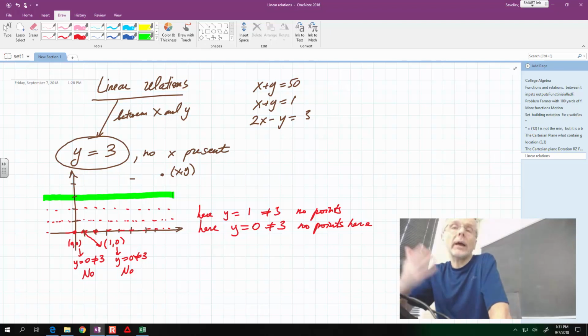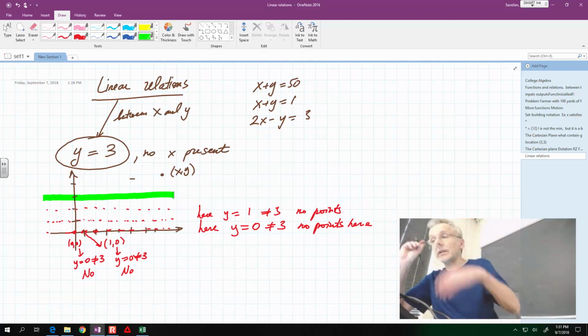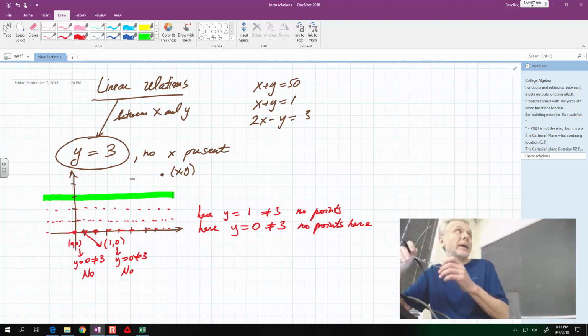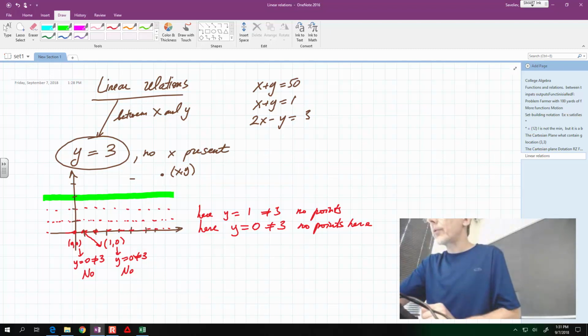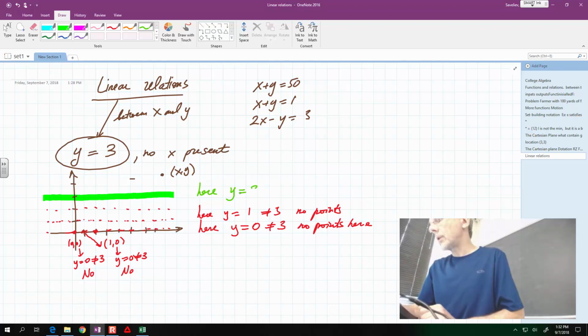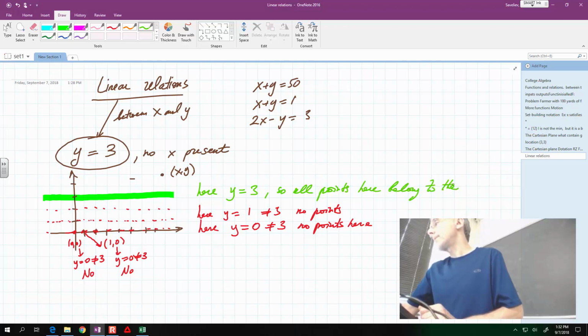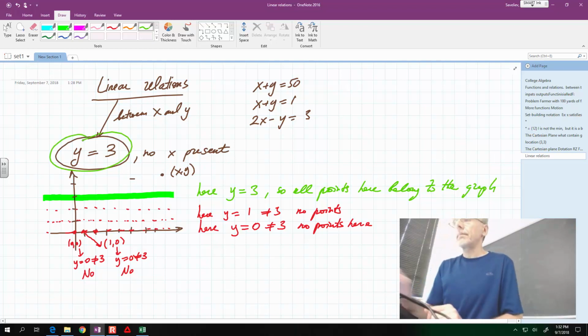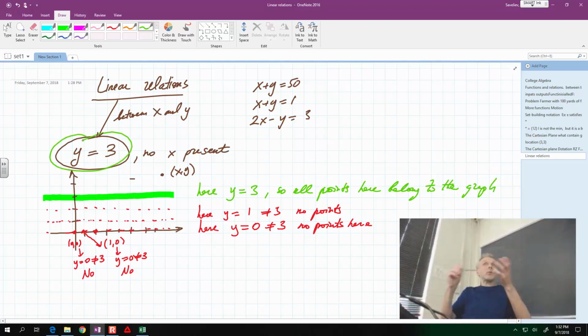So y has to be equal to 3. What does it mean? It means that it doesn't matter what x is, but y has got to be equal to 3. If it is, then we plot it, otherwise we do not. So here, y is equal to 3, so all points here belong to the graph of our relation. None of the rest of them will satisfy that relation.